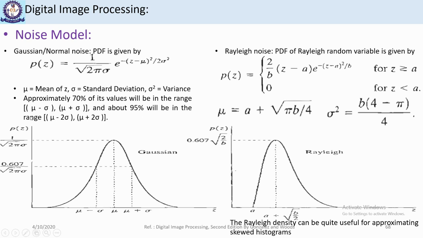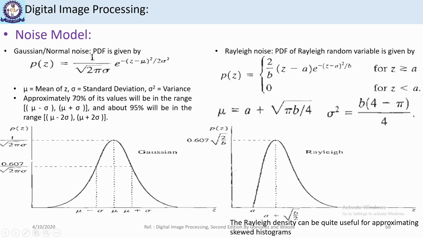Now, the Gaussian noise is very famous because of its shape. This is the shape of the Gaussian noise. Why is it quite famous? Because the Fourier transform of the Gaussian shape is the same Gaussian shape. So it is the same in the spatial domain and the frequency domain. That is why Gaussian noise is very popular.